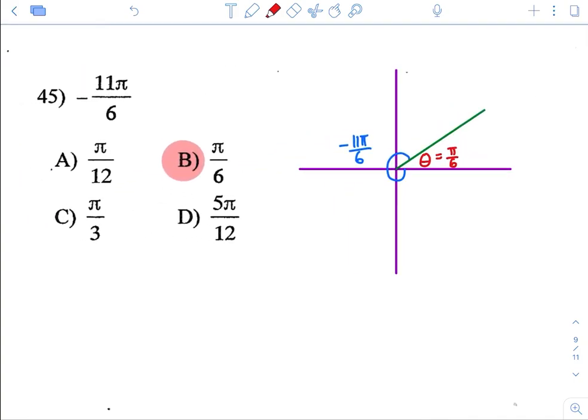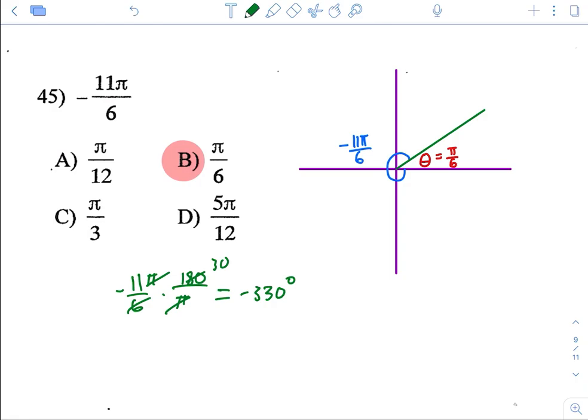Now this is in radians, so negative 11 pi over 6. If you're not comfortable with radians, you can always convert to degrees. In degrees, it's negative 330 degrees. So that blue is negative 330, and then you're trying to figure out what the reference angle is.